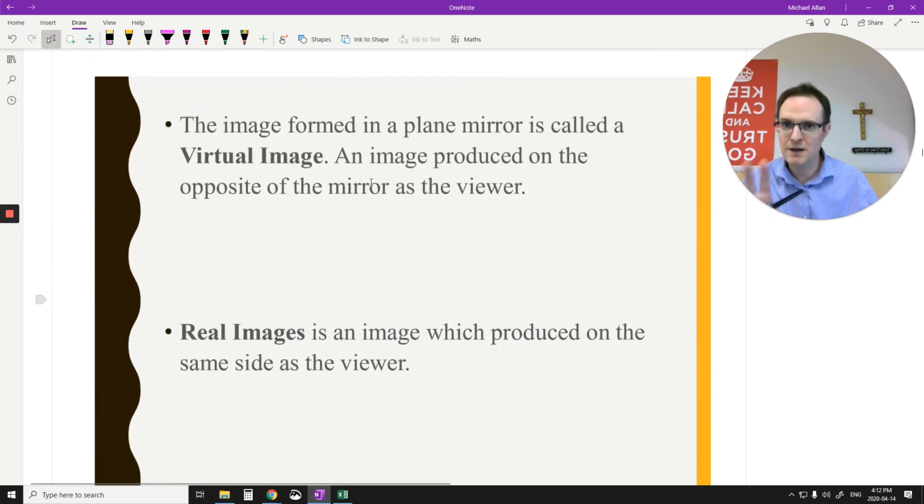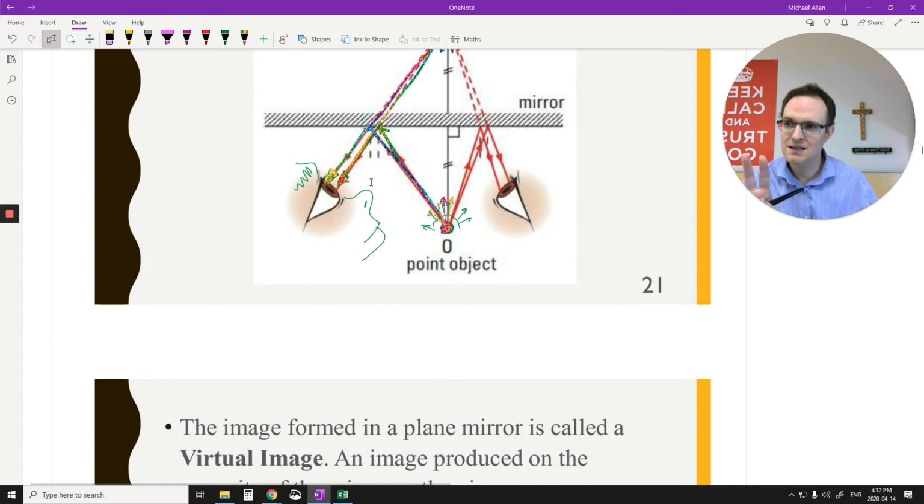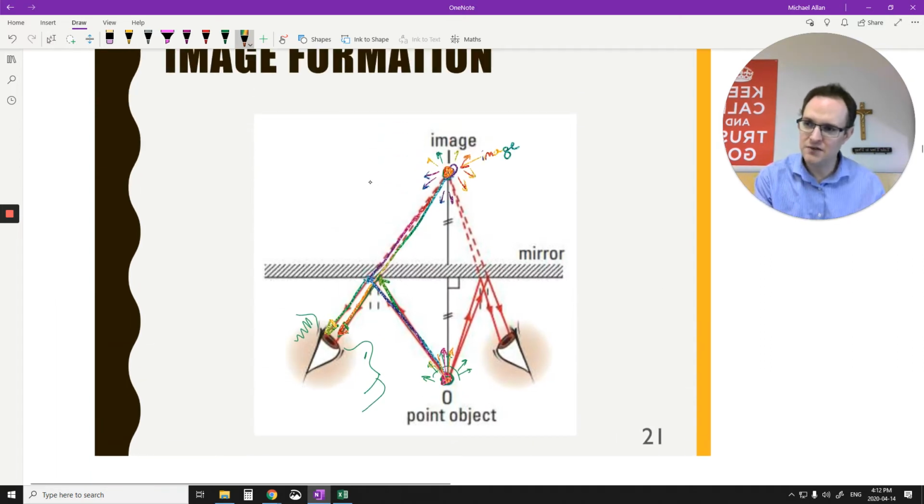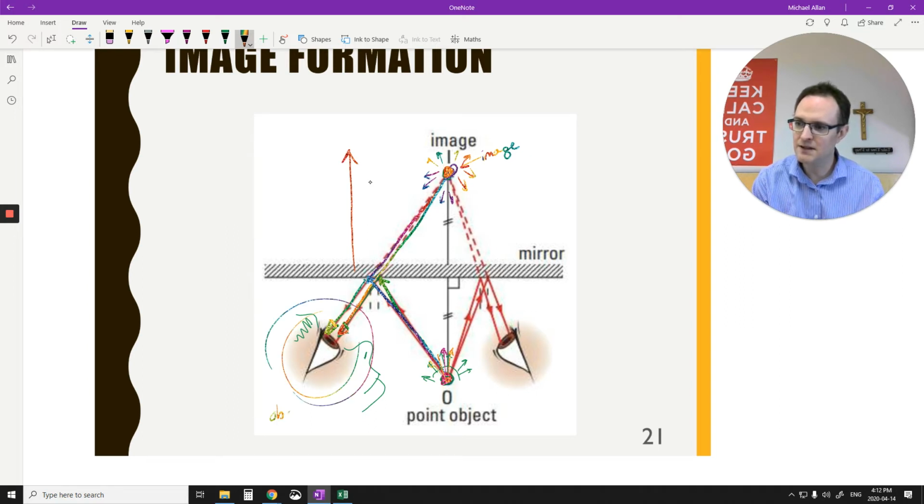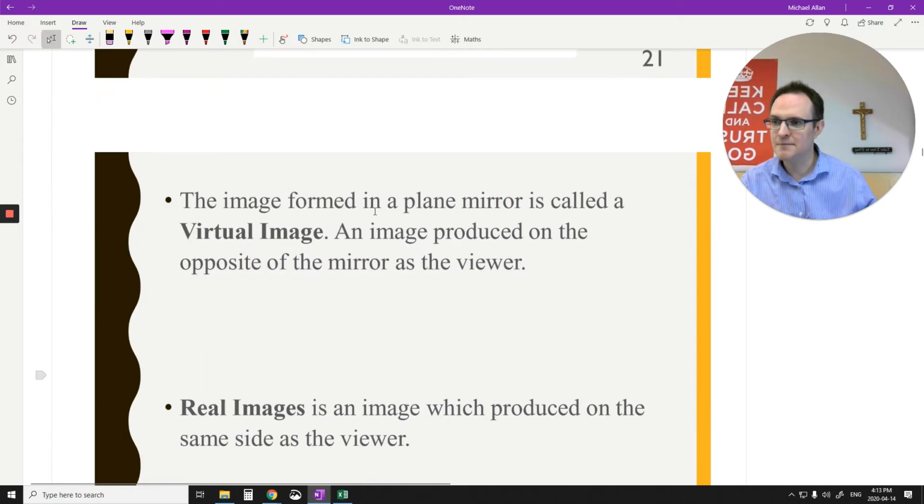The two main properties we have here: if the image is formed behind the mirror, on the opposite side of the observer. So here's the observer down here, right? If it's on the opposite side, we call that a virtual image. Most things you see are virtual images, right?